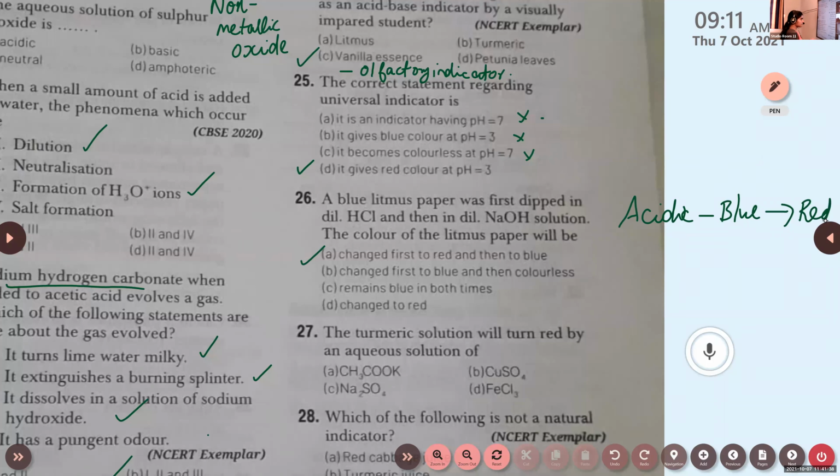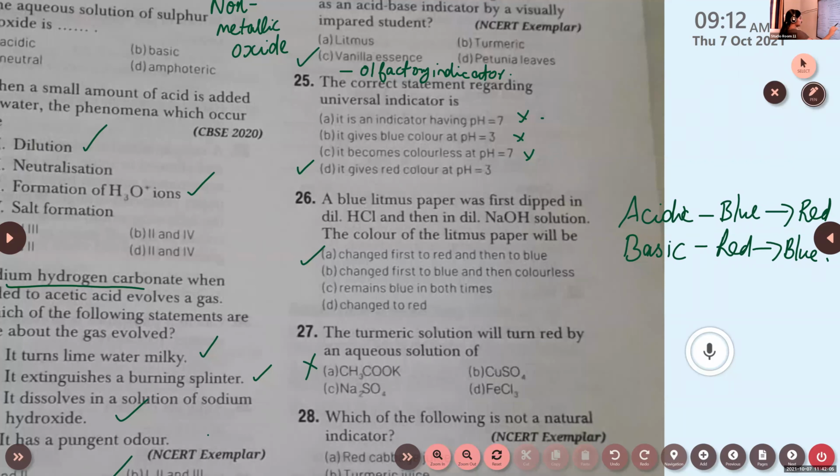Clear, children? First we dip this blue litmus paper in dilute HCl solution. Then it turns to red. Now the color of the paper is red and we dip this red litmus paper in NaOH solution. It's a basic substance, so this red paper again turns to blue. So option A is the correct answer. Then you can skip question number 27.